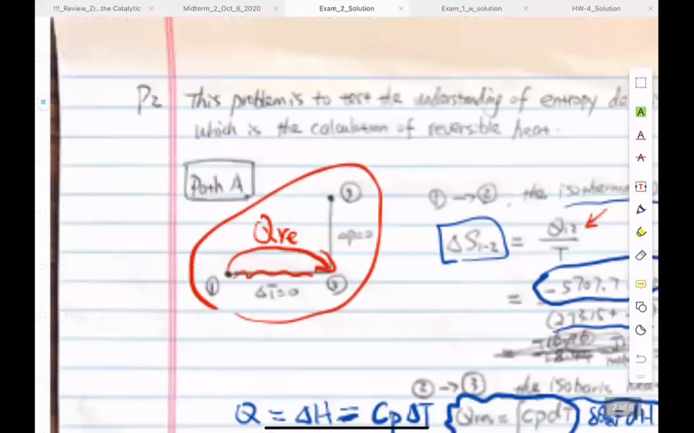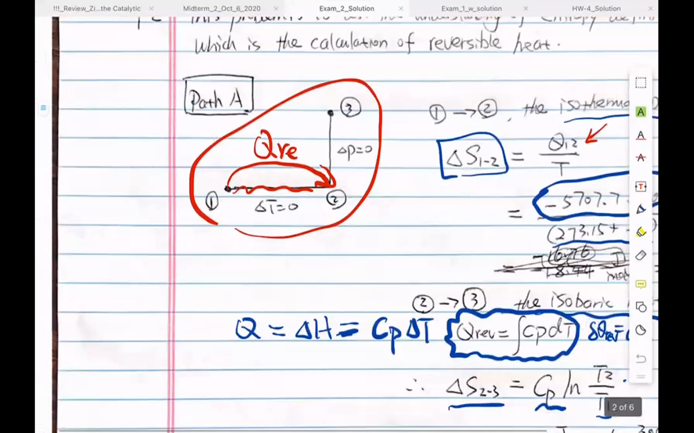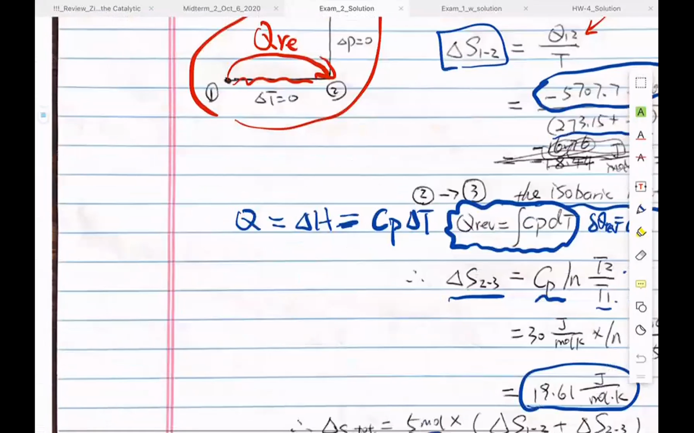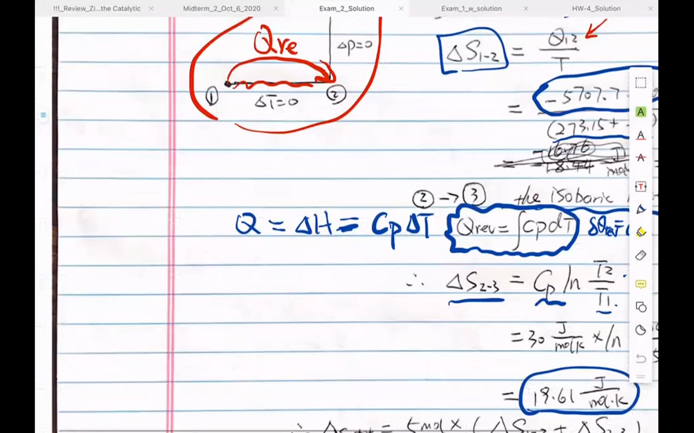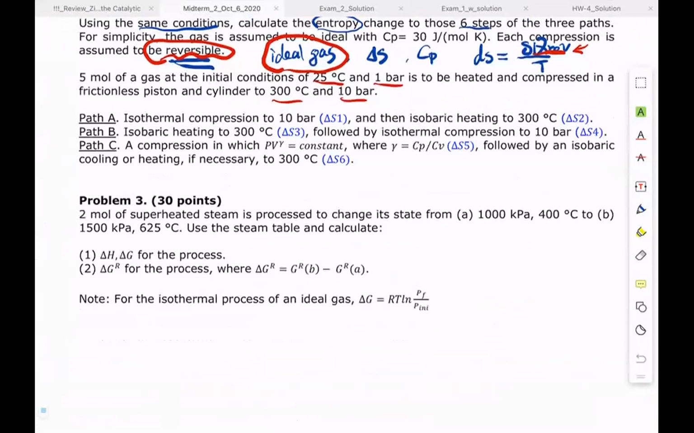Okay, so this is the second problem. Try to take a look at this third one. The third one is about the residual property calculation. So we have 2 mole of superheated steam processed to change its state from state A. We have this T1, P1. We know this is T2, P2, and we need to use the steam table and calculate first what is delta H and delta G for the process.